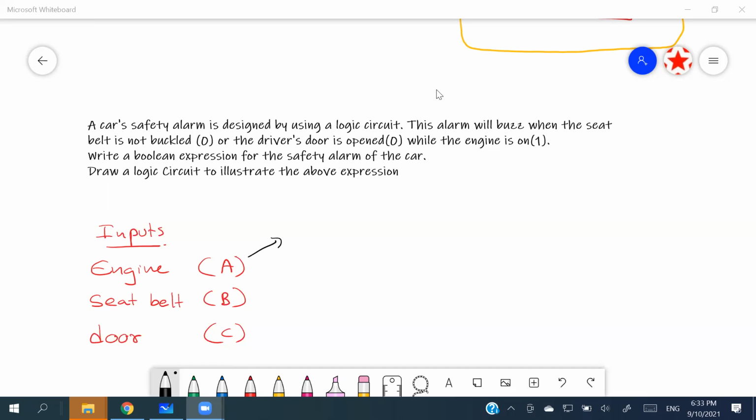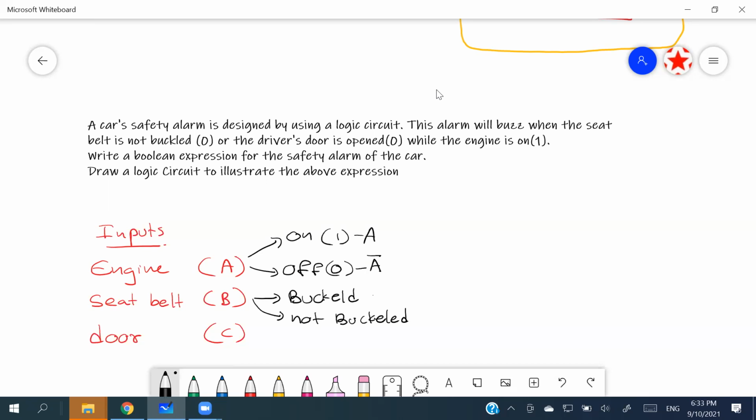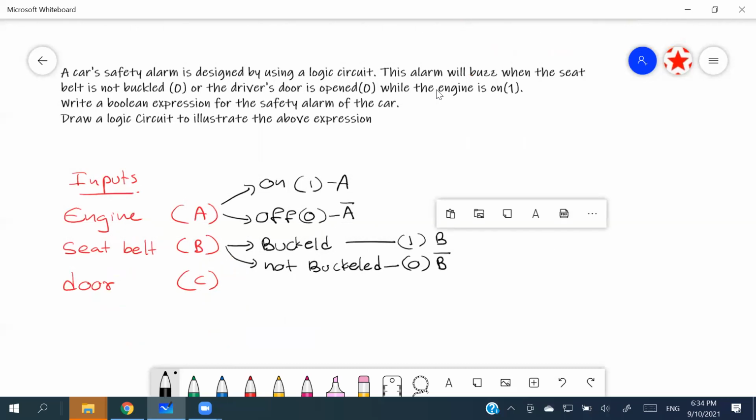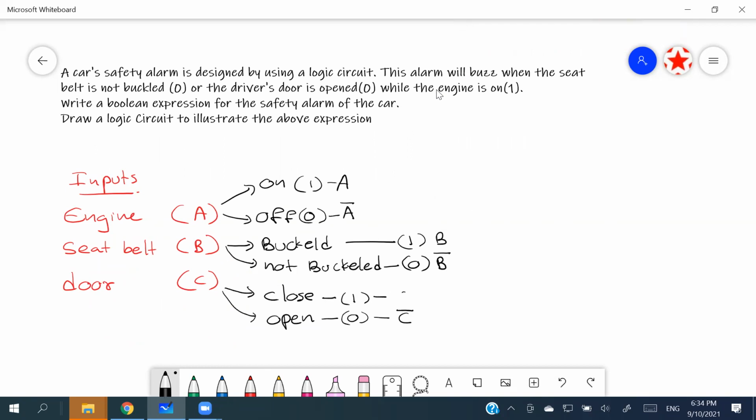Right, so for engine, I can have two states, which is on and off. On indicates by one, so I'll take it as A. Off indicates by zero, I'm taking it as A bar. Seat belt, I can take buckled and not buckled. Not buckled indicates by zero, that says by the scenario, so that means B bar. Buckled indicates by one, so it indicates by B. And safety door, I can take the driver's door, which is close and open. In this scenario, open indicates by zero, so this is going to be C bar. Close indicates by one, that is going to be C.